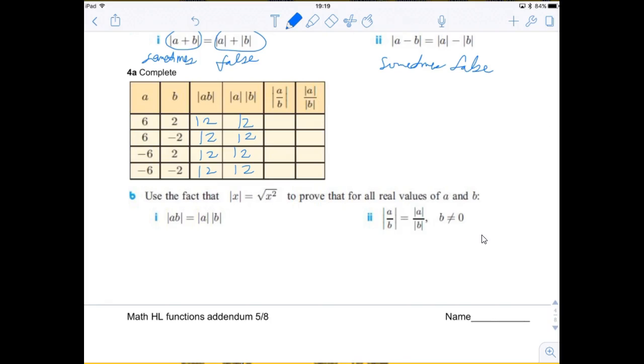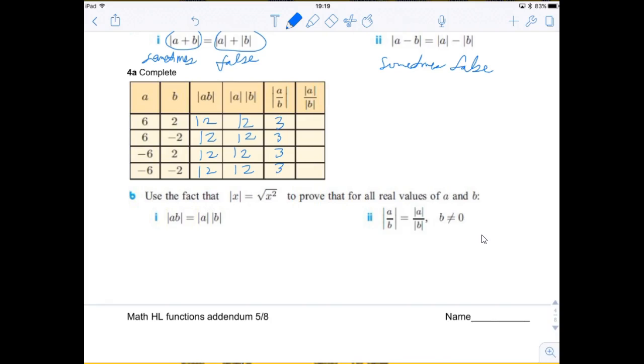A divided by b modulus would be 6 divided by 2 is 3. Modulus is 3. 6 divided by negative 2 is negative 3, and the modulus of that is 3. Negative 6 divided by 2 is negative 3, and the modulus of that is 3. Negative 6 divided by negative 2 is positive 3. The modulus of that is 3.